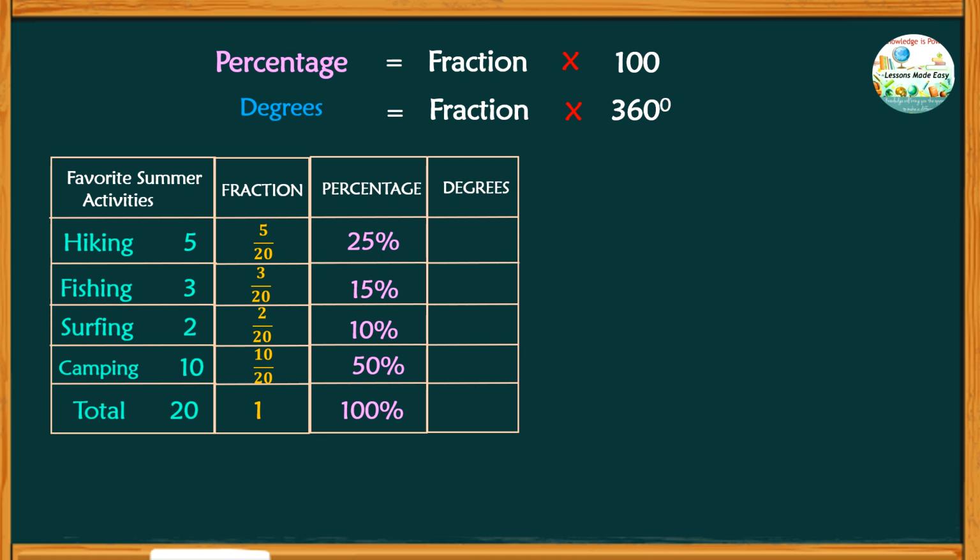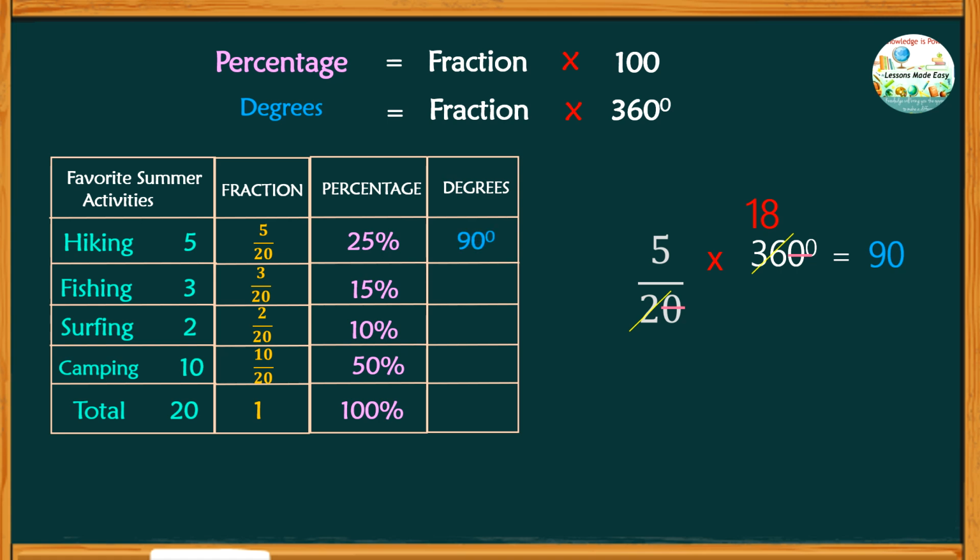For hiking, we have 5 over 20 times 360. We can make the numbers much smaller by crossing the zeros out. What remains is just 36 to be divided by 2, where we get 18. Then multiply 5 by 18, we get a product of 90 or 90 degrees. Do the same with the next.